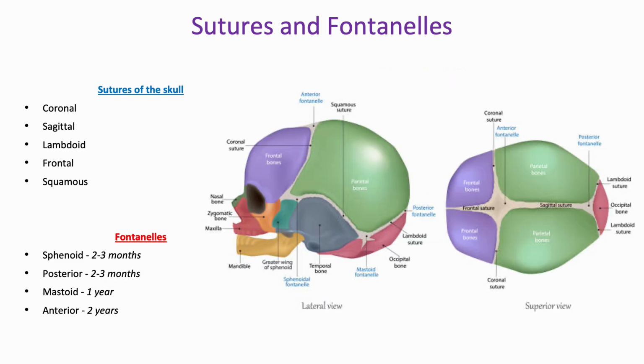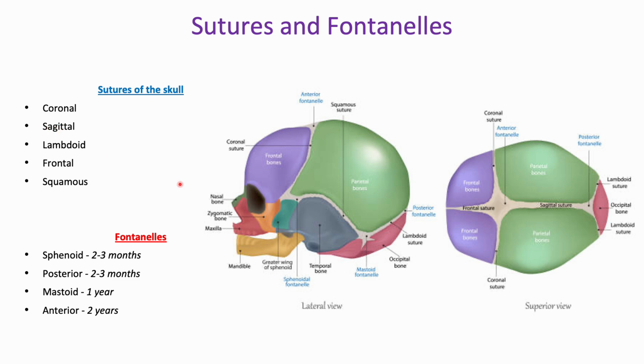Now, with that in mind, as these bones are developing, they develop separately, and eventually they're going to fuse in the adult. Before they fuse, we have what we call sutures, which are spaces between the bones. A couple of sutures you need to know: the coronal suture passes all the way across the superior pole of the head and separates the frontal bones and the parietal bones. We have the sagittal suture, which separates the two parietal bones. In the back, we have the lambdoid suture, which separates the parietal bones from the occipital bone. The frontal suture separates our two frontal bones, which will eventually fuse.